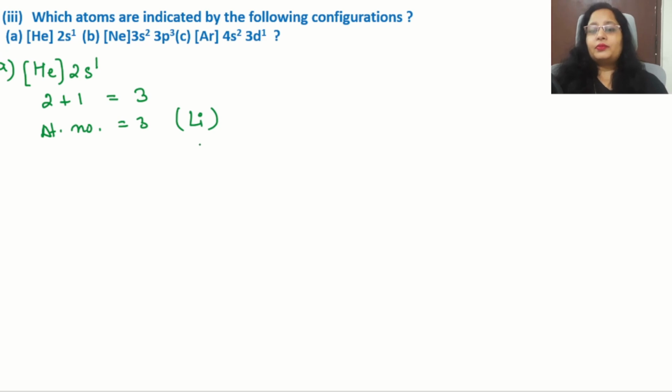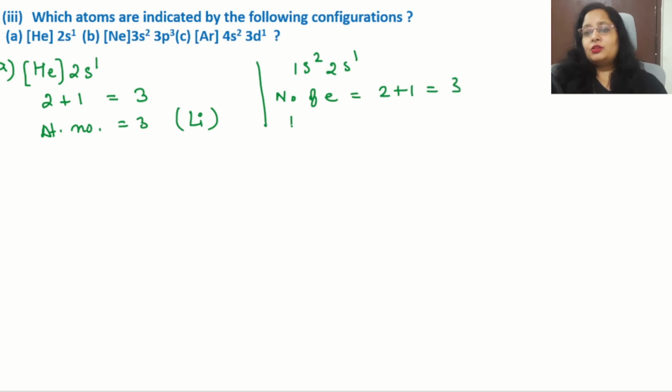Easiest way. The second type is we will write the full configuration. So we need to reach 2s1. So 1s2 then 2s1. Again same thing, number of electrons are 2 plus 1 is equal to 3. So atomic number is equal to 3 and it is lithium. So these are the two ways to solve the same problem. Whichever is easy for you, you can proceed.